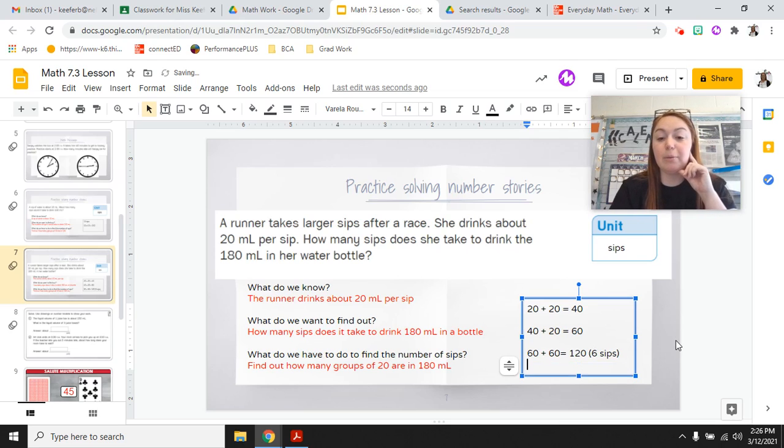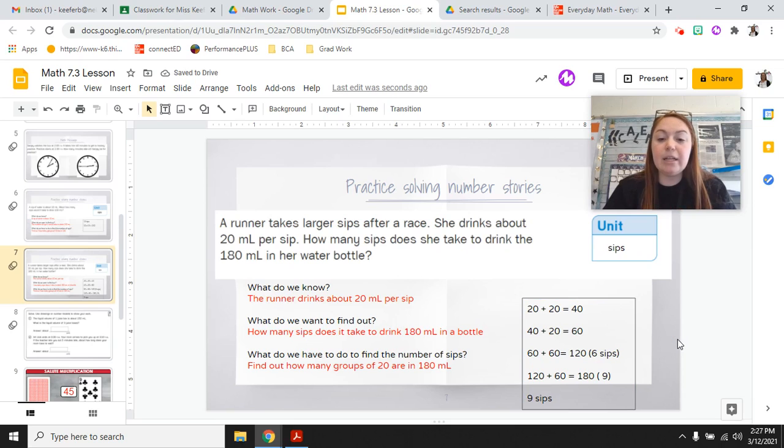But we still have a little bit to go, right? We need to get to 180. So what if I do 120 plus another 60? Think of it like 12 plus 6, 120 plus 60. That would get us to 180. So we had 6 sips and we added 3 more sips for a total of 9 sips.